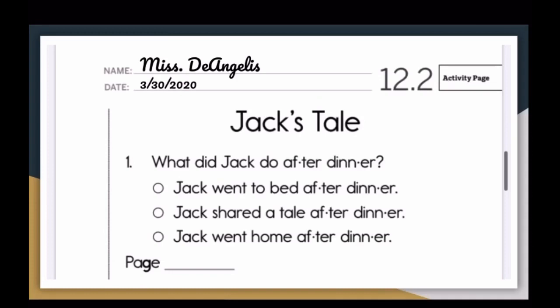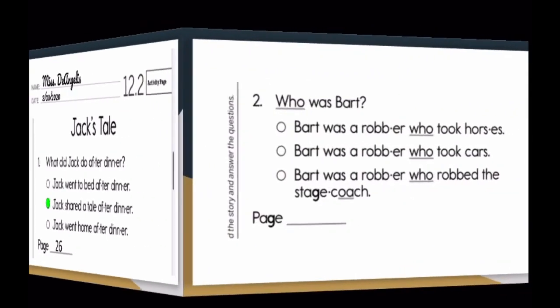Now let's go over our comprehension questions. Write your name and the date at the top of your paper. Number 1, what did Jack do after dinner? Jack went to bed after dinner, Jack shared a tale after dinner, or Jack went home after dinner. Right, Jack shared a tale after dinner. This was on page 26.